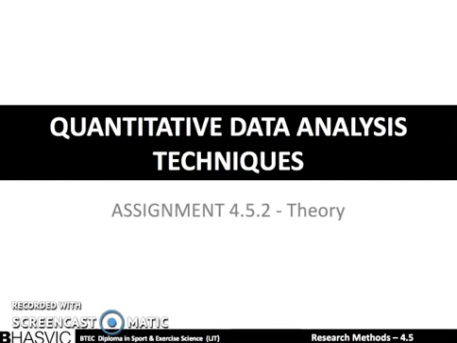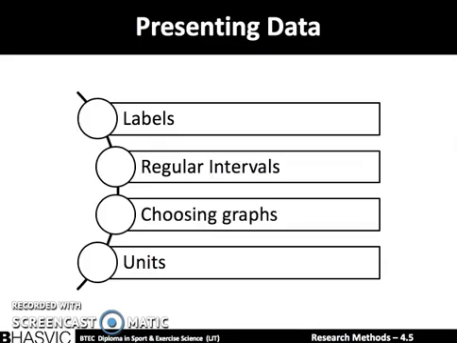So after preparing your data through rank order distribution, range, simple frequency distribution and group frequency distribution, of course there are other ways of preparing your data as well, but after preparing your data you need to work out how you want to present your data. So you'll often present your data originally in table format.